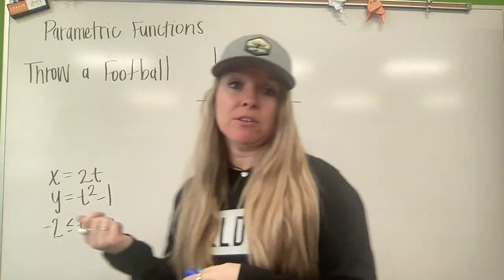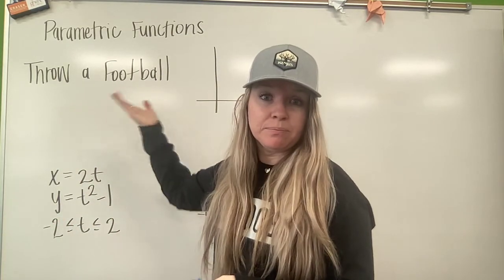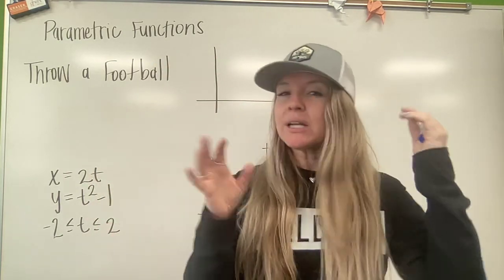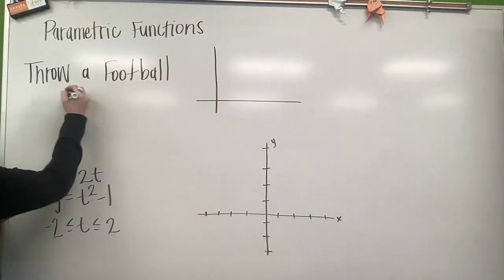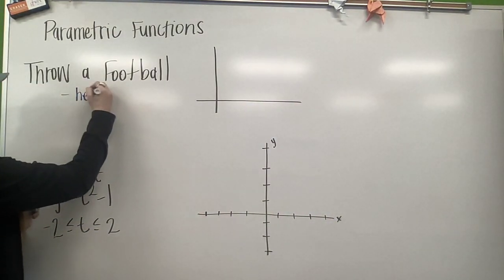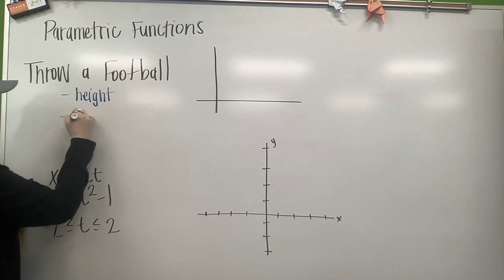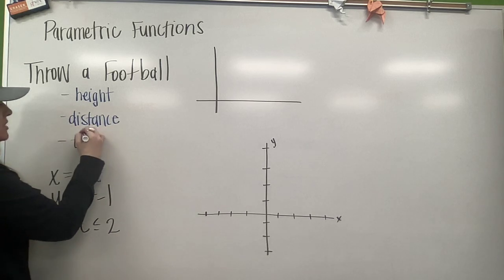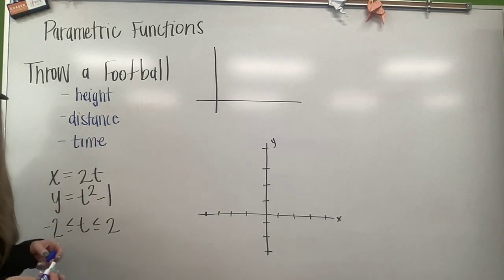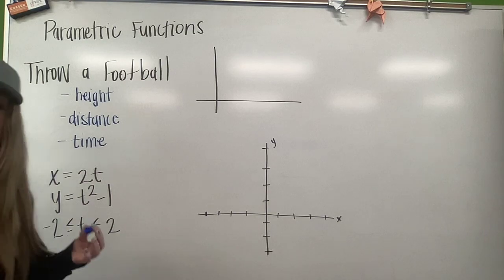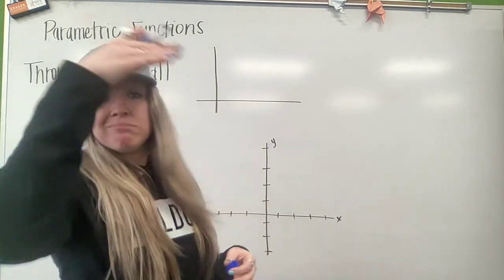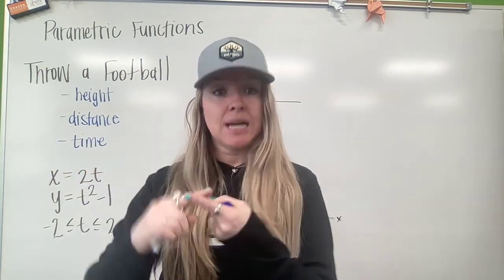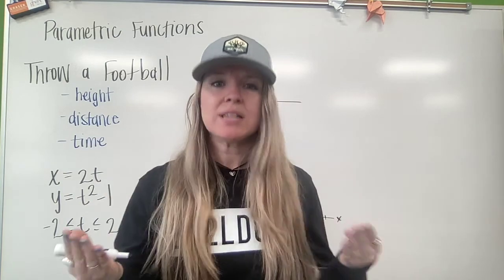The example that I have on the board here is throwing a football. When we throw a football, there are a lot of things that are changing, but the three that we're going to talk about are the height of the football, the distance that the football has moved, and all of this is changing with respect to time. When I show the path of the football, all of these are changing: time, distance, and height. So how does that work?